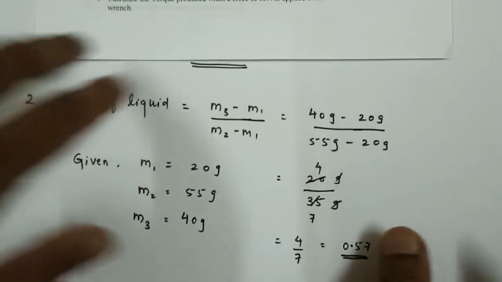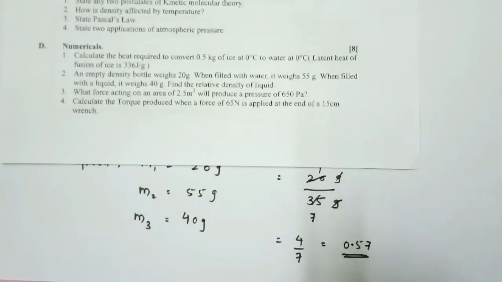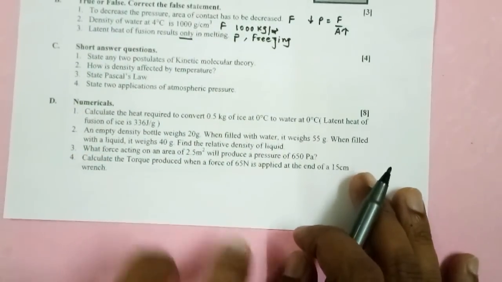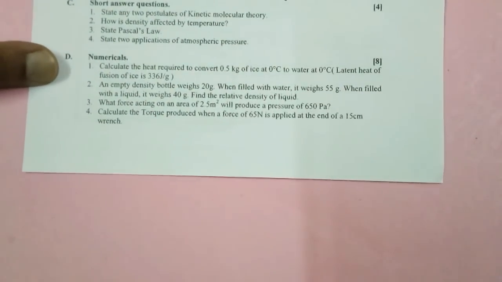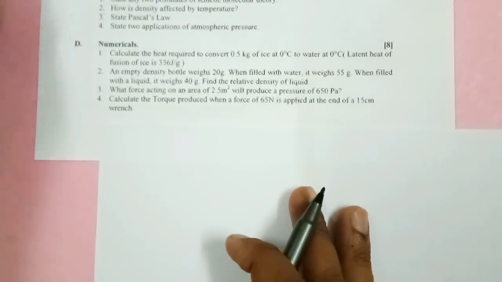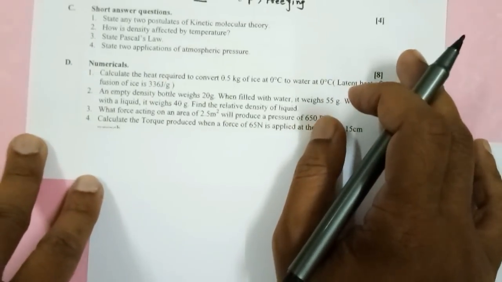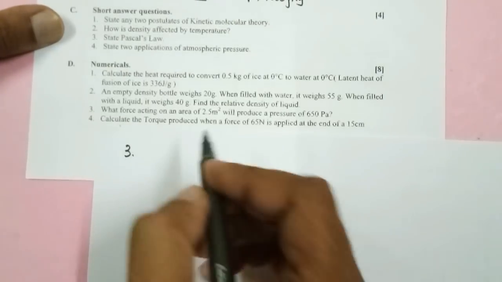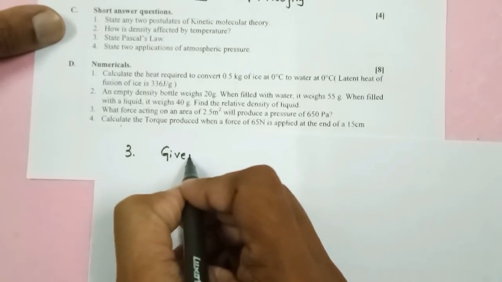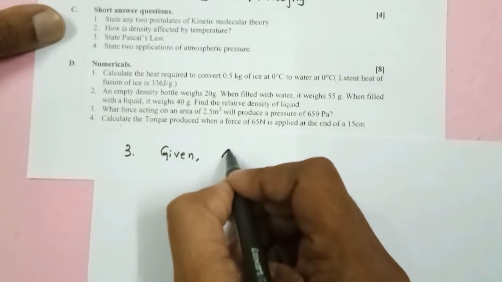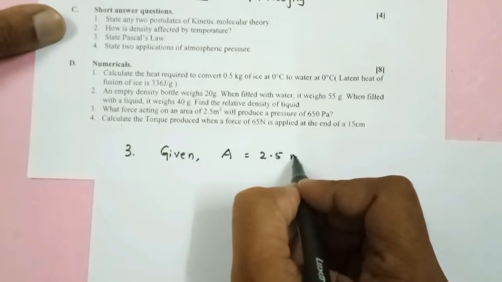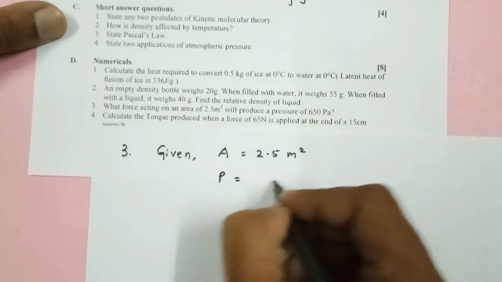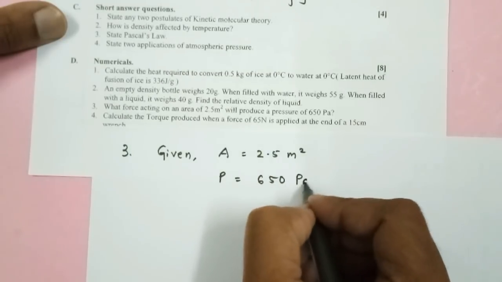Correct? Okay, so let's move on to the next problem. The third problem is related to torque. Now in the third problem, you are given the value of force as 65 Newton. Sorry, I'm talking about the fourth problem. I have skipped the third problem. So in the third problem, you are given the area as 2.5 meter square, and you are also given the pressure as 650 pascals.